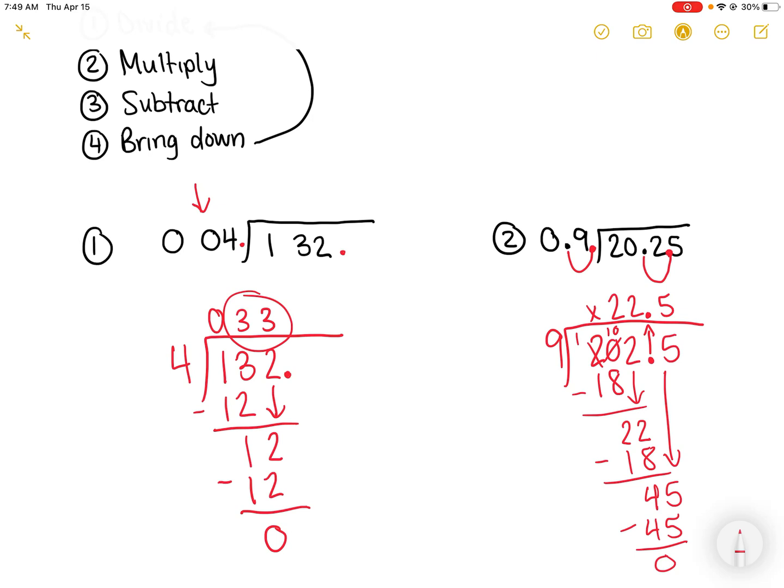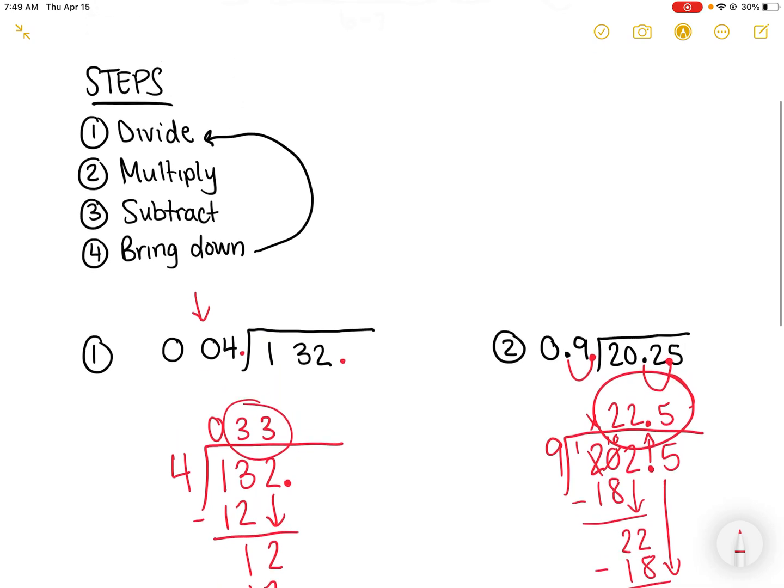So my answer for 20 and 25 hundredths divided by 9/10 is 22 and 5/10. This is how you can divide by decimals.